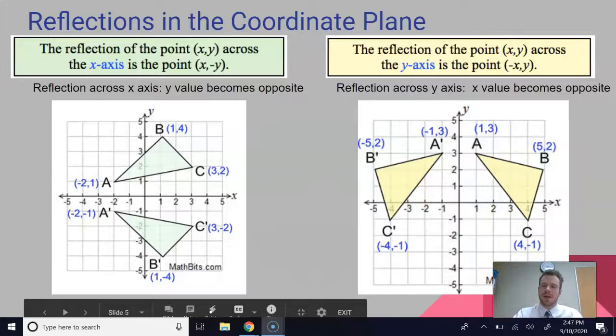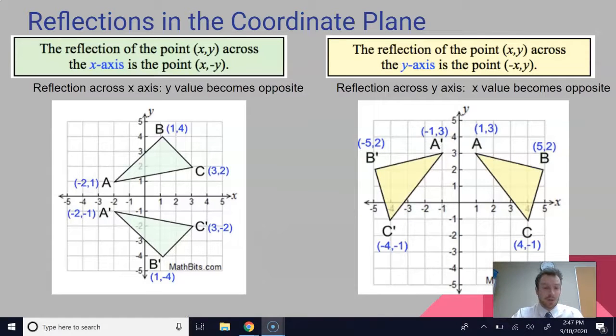Now take a look at these formulas that you're given here. The first one, you're given a reflection across the x-axis. Now, look in the little greenish yellow box.